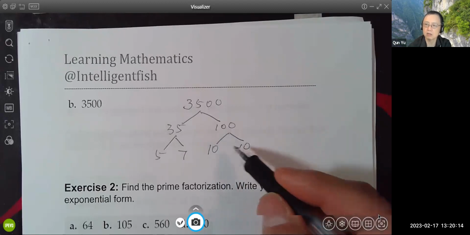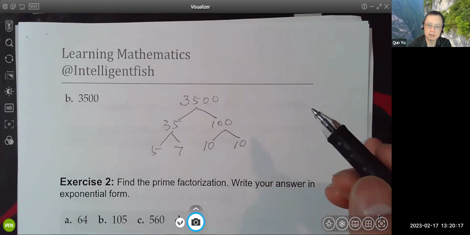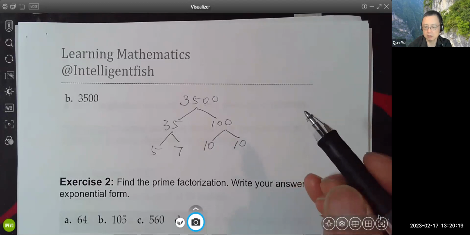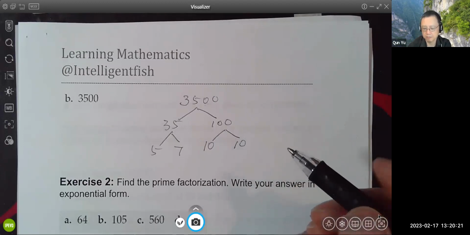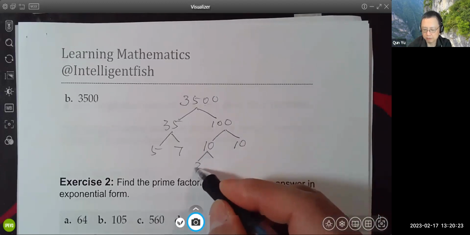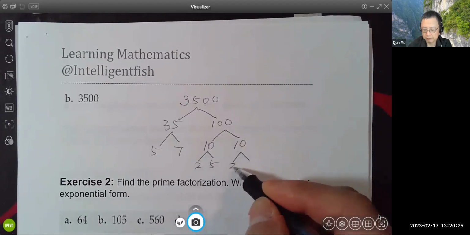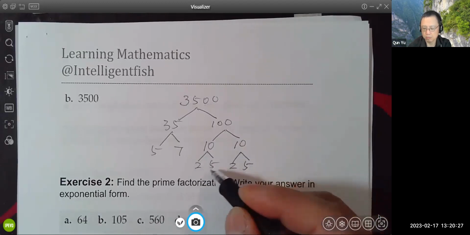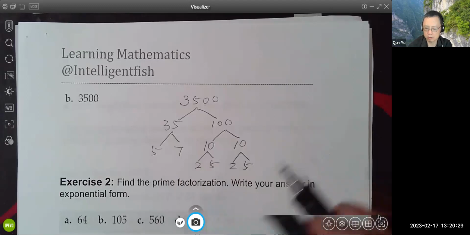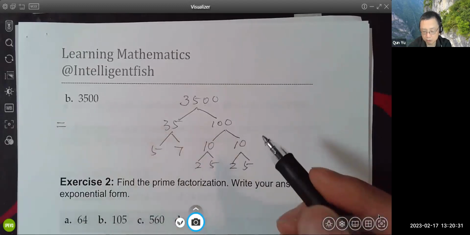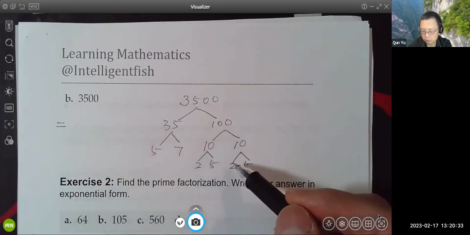As long as your calculation is right, the final answer will be correct, because the final answer is a unique answer. This is 2 and 5, another 2 and 5. Now they are all prime numbers. Now let's write the final result in the exponential form. How many twos? We have 2 twos.